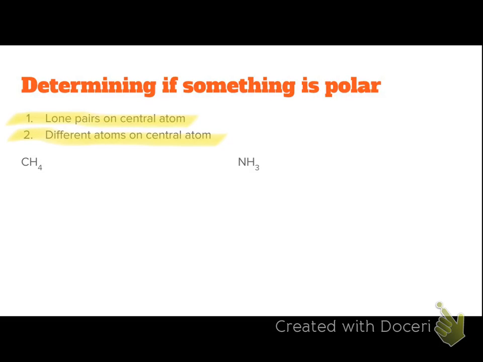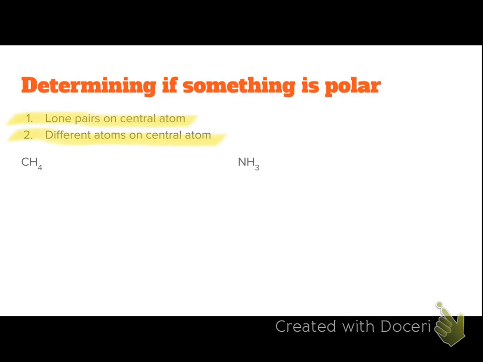So on the last slide, you saw where you had a dipole, so you had a positive end and a negative end. So if the whole molecule has a positive end and a negative end, then the whole molecule is polar. So we're going to do some examples here so you can see how we can determine if there's a positive end and a negative end in a molecule.